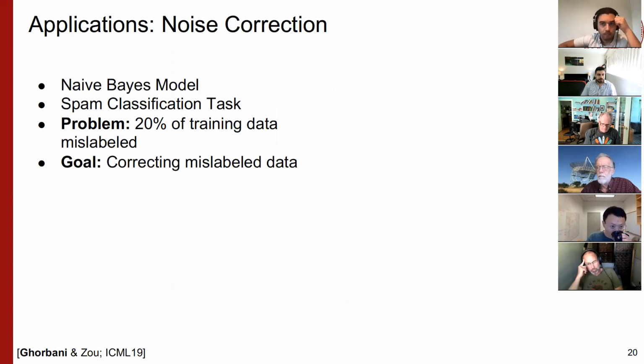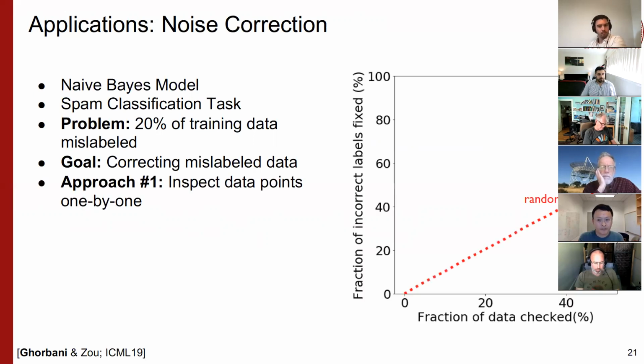As the first application of the data Shapley value, assume a very simple setting. You have a naive-Bayes model, and the task is spam classification. What is the problem with your task? The problem is that 20% of your training data is mislabeled. The labels are flipped, which happens a lot in real-world scenarios. And your goal is to correct the mislabeled data points. So you want to go over your training set, examine data points one by one, and find the data points that are mislabeled. The first approach is the most basic: you randomly search your data set and correct every data point that's mislabeled.